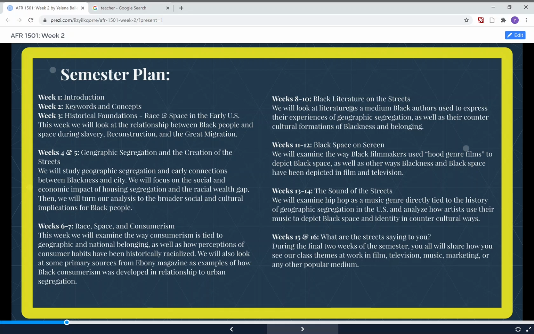And then in the last 2 weeks is when you all are going to present what you think. So again, these first 14 weeks, we're really going to get into the issue of how geographic and housing segregation has shaped Black life in the US, how Black people have responded and contested those meanings. And then weeks 15 and 16, I want you all to say, I see this at work when I look at this movie or this musician or this marketing campaign or anything else, right? So you'll be in your final project finding a way to present that to us.